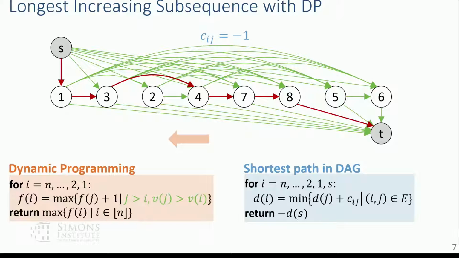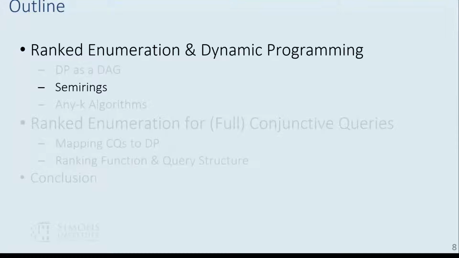Okay, so we have this DAG structure. Now, usually when we do dynamic programming, we don't actually materialize this DAG, but we could, right? It doesn't cost us anything, asymptotically at least. So we can materialize this DAG as we do dynamic programming, and this will be important for ranked enumeration. Right. Now let's talk about the generality of this thing. And that's where the semirings that I promised come in.